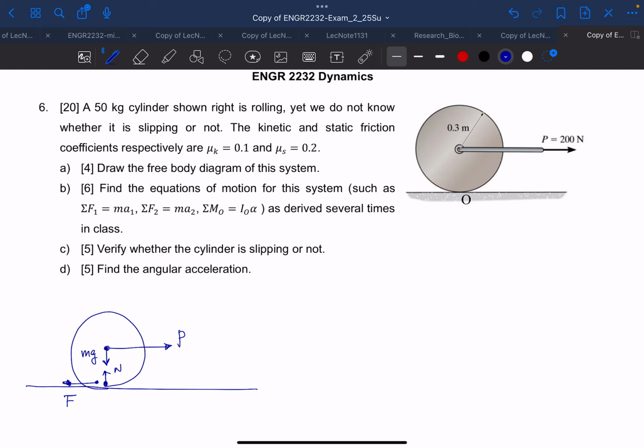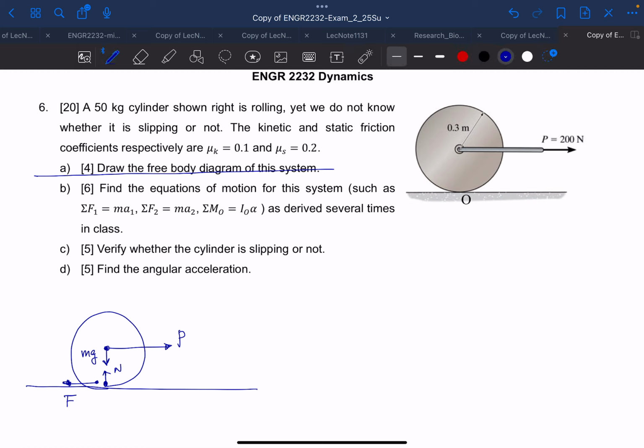All right, so we're done with this. For the friction, you can draw in this direction as well. It doesn't really matter, okay? Later when we do the math, if this turns out to be a negative value, then it means it's just pointing that direction, okay? But these are the terms that you want to find out. And then find the equation of motion for this system, such as these and IO alpha, these types.